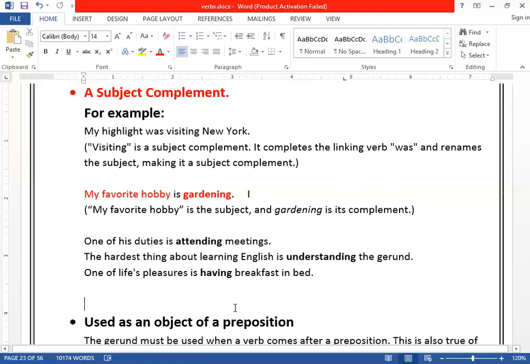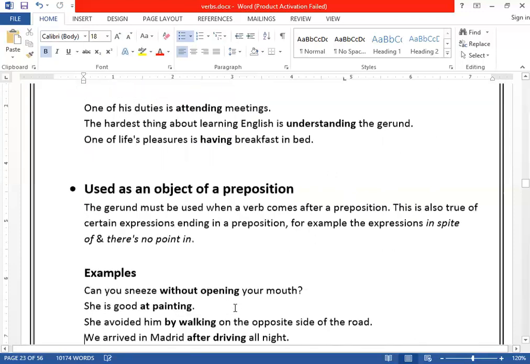Now, meeting an old friend is life's pleasure. Your life's pleasure is the subject there. Gerund: meeting. One of life's pleasures is what? Is meeting. Whom? An old friend. Now the gerund is used like this.